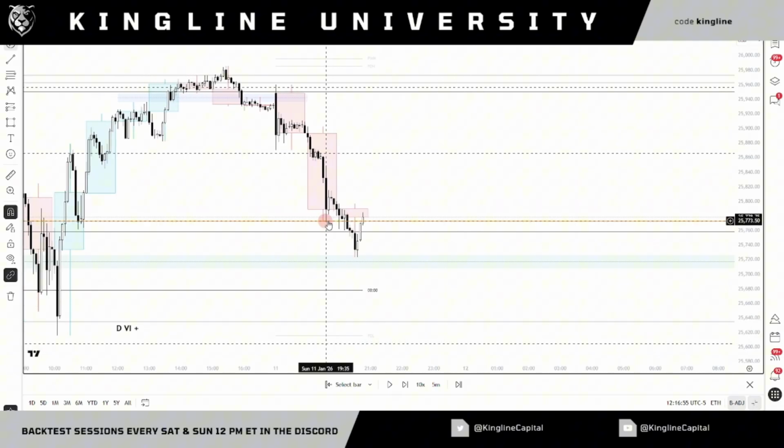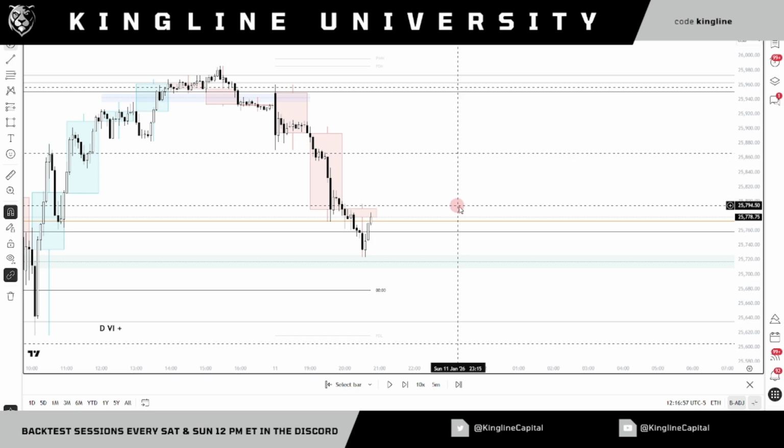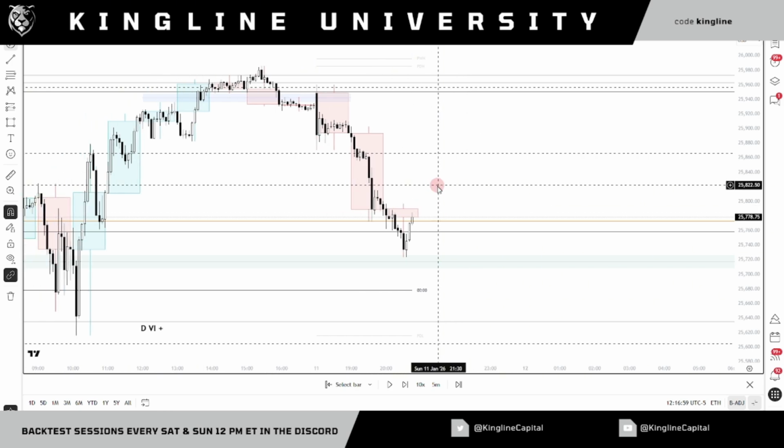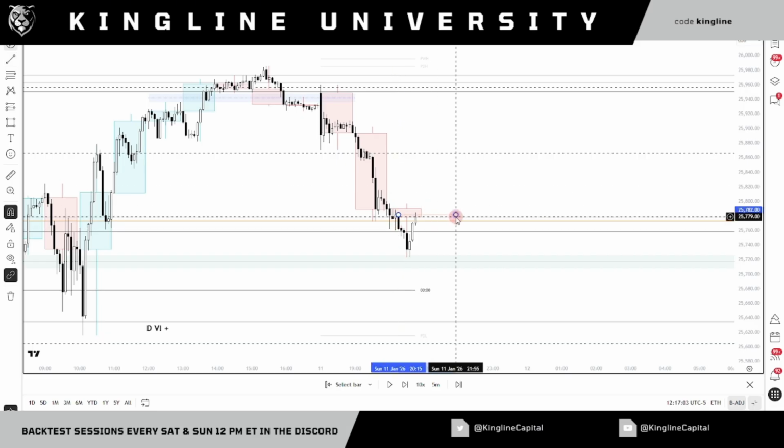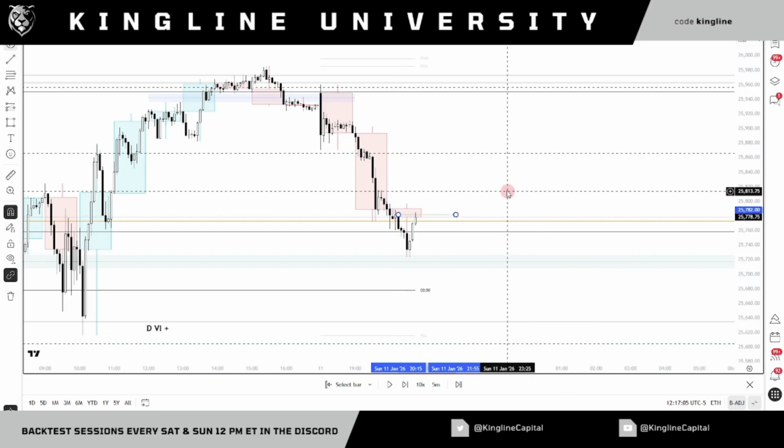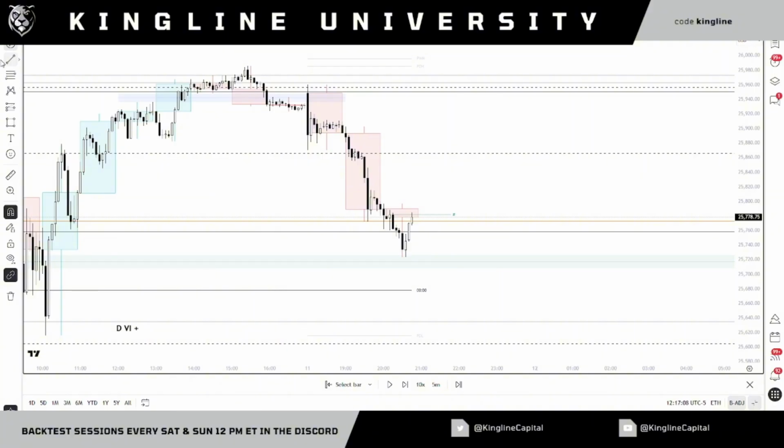So currently we have the 1 hour sweep here, and the 5 minute CISD would occur here if we get it. This is the previous 1 hour low. So I like the area that's happening in. We tapped a daily, we tapped a 4 hour order block, and now we are getting that sweep. We just need the CISD to be confirmed. And it doesn't get confirmed.